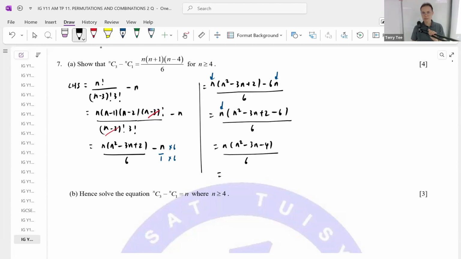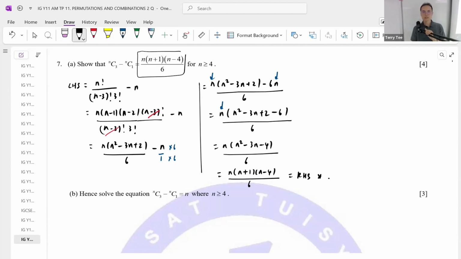And we can factorize this now. n minus 4 and n plus 1. Okay, in fact, I don't need to make our life difficult. Please have a look at the answer above. Isn't it n plus 1, n minus 4 over 6? And that is equals to your right-hand side. Now, with that, we can use this result to solve part B.